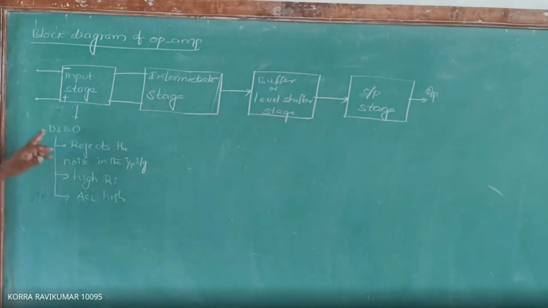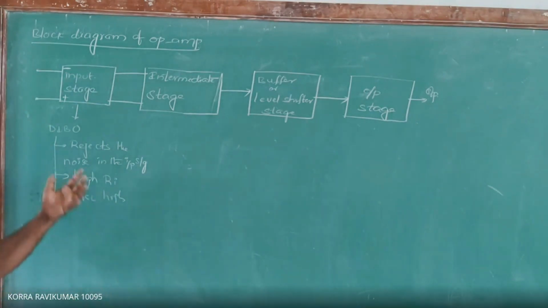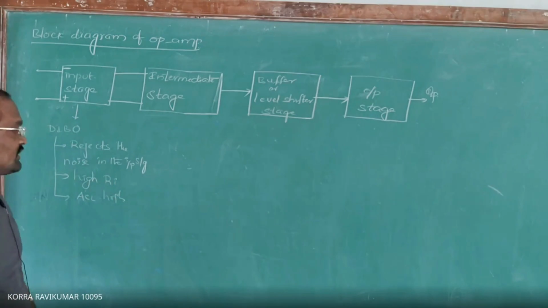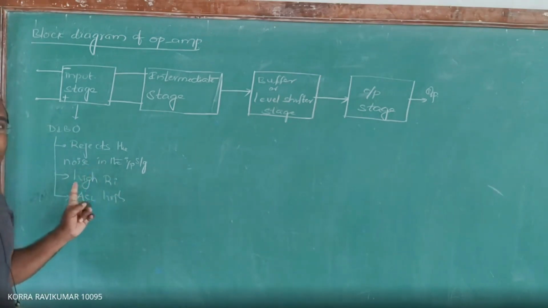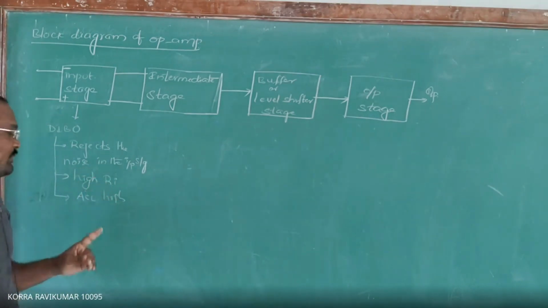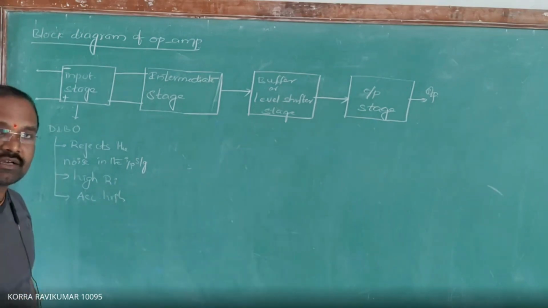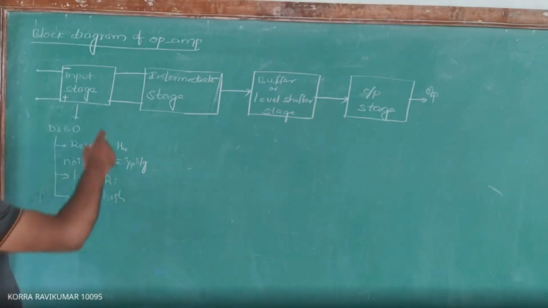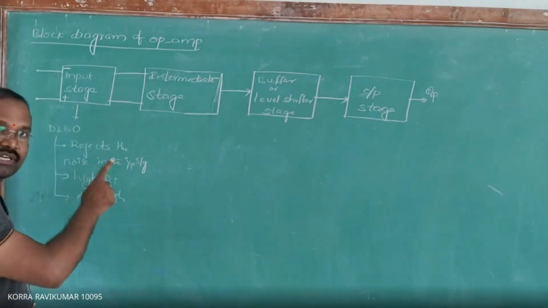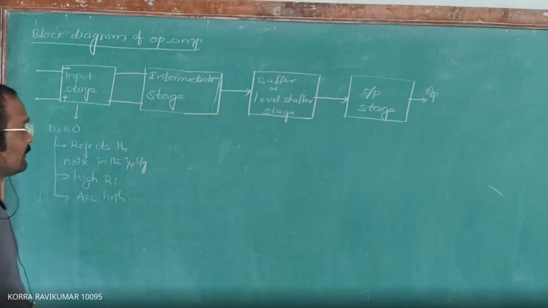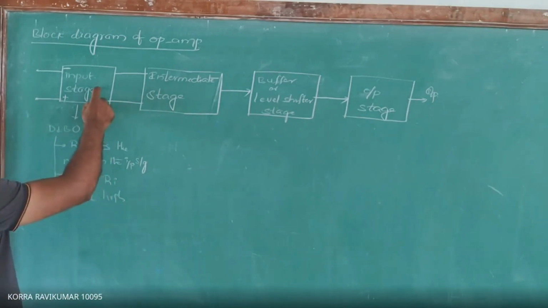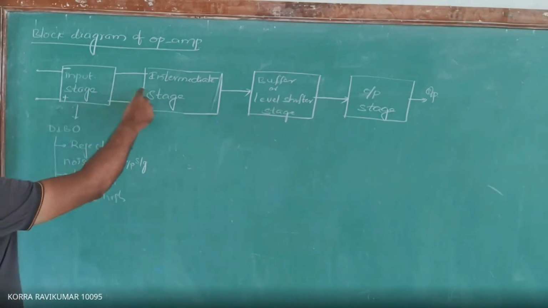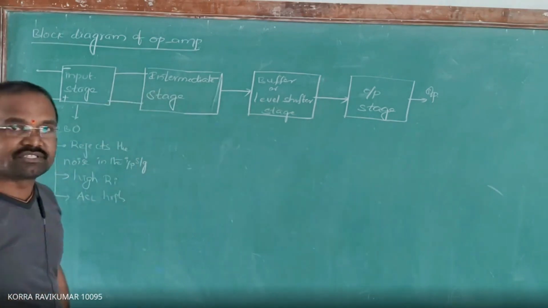The purpose of using the dual input balanced output differential amplifier in the input stage is to reject the noise in the input signal, and to maintain the high input impedance as well as high closed loop gain of the OPAMP. We will see the internal operation later. First, let us discuss overall. The output produced by this input stage will be given as input to the intermediate stage.